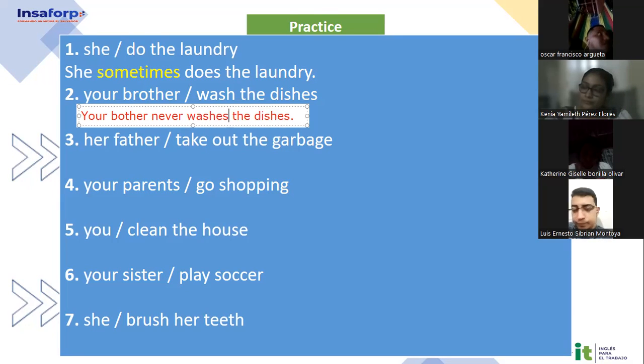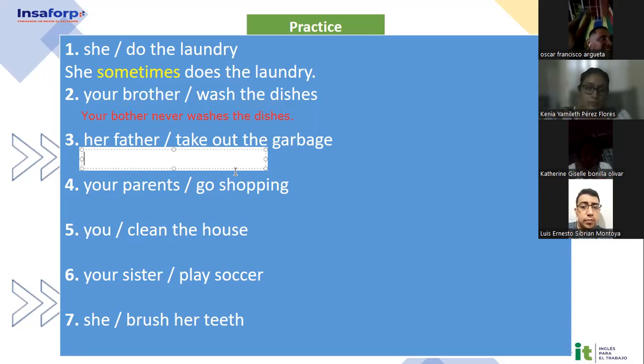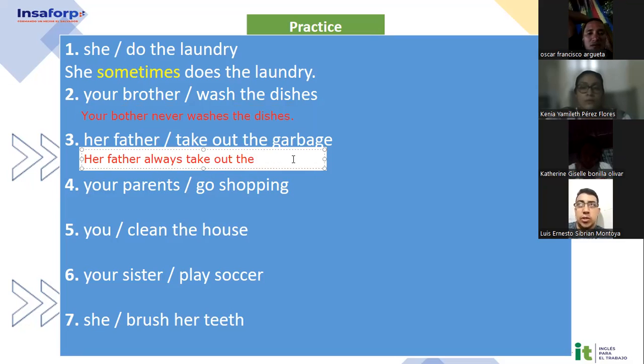Thank you, Daniela. Now, Eva, please, number three. Sería her father always take out... ¿cómo se dice? Take out the garbage. La basura, ¿verdad? But take or takes? Eva? Takes. Thank you very much. Her father always takes out the garbage. Nice. Thank you.